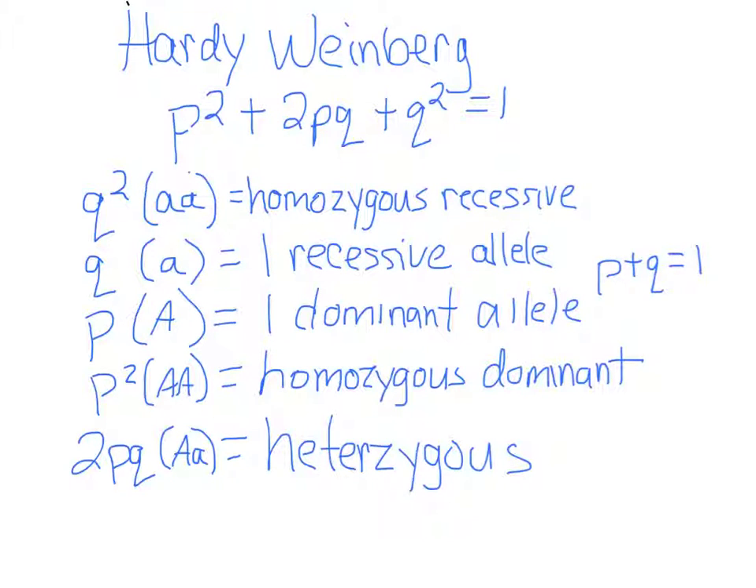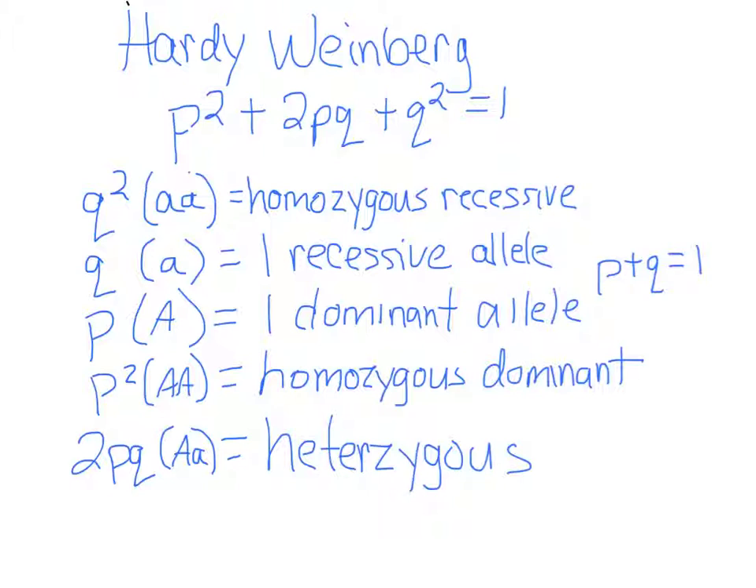Hey, I'm going to talk to you about the Hardy-Weinberg equation. The whole equation is p squared plus 2pq plus q squared equals 1. Q squared stands for our homozygous recessive, and I've written two lowercase a's, where q is just one lowercase a, and that's one recessive allele. P is our dominant uppercase A, so it's one dominant allele.